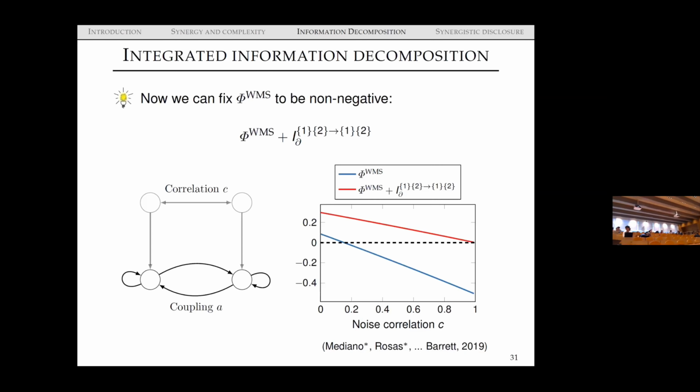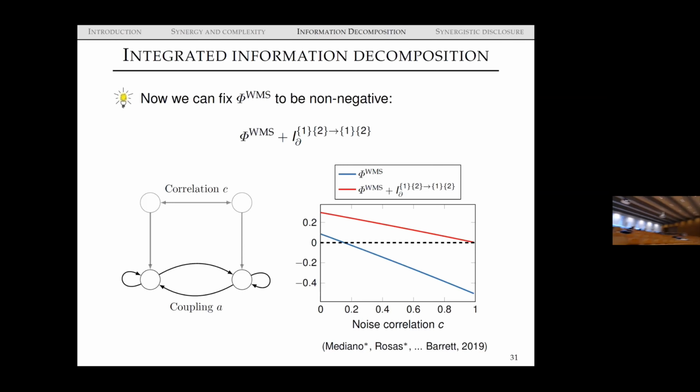So with this information decomposition framework, you can interpret the whole-minus-sum measure, for example, and you can fix this by adding some term. But is this fixed whole-minus-sum measure meaningful, or can you come up with a better one in a bottom-up manner? You can totally come up with a better one in terms of the interpretability of these measures. I'm going to talk about that in the next few slides.